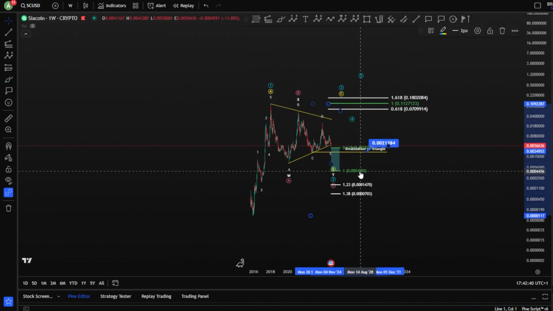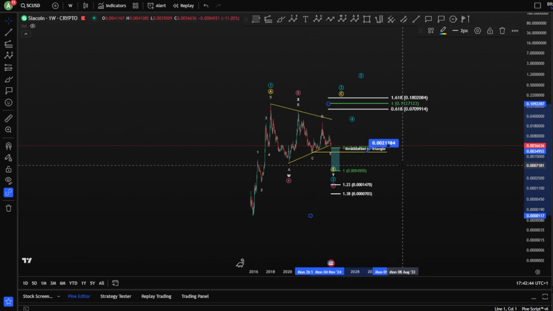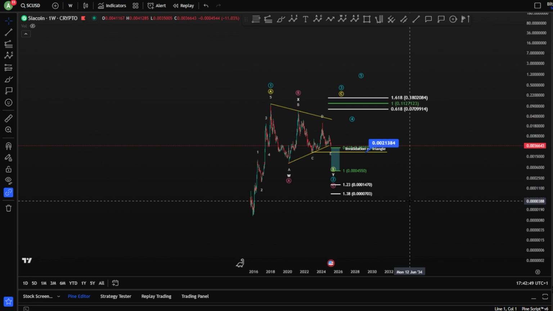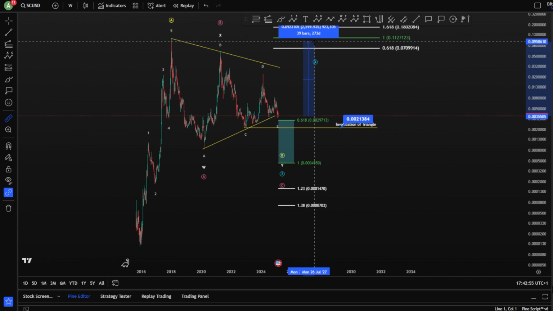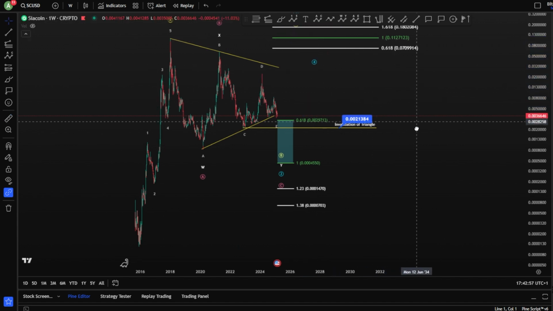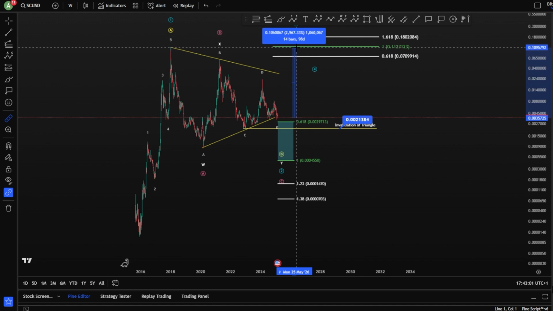Meaning if I would take this wave here as a wave 1, your scenario might be at 0.11 cents for Siacoin. And this means in percentage almost 2,000. Almost 2,000, let me check. Here we go, 3,000. Yeah, 3,000%.